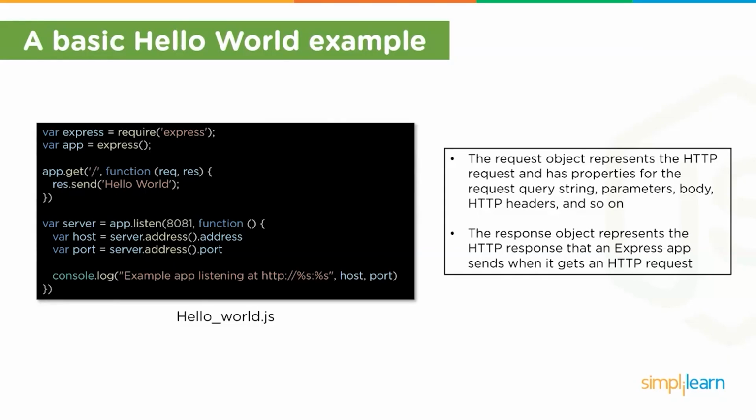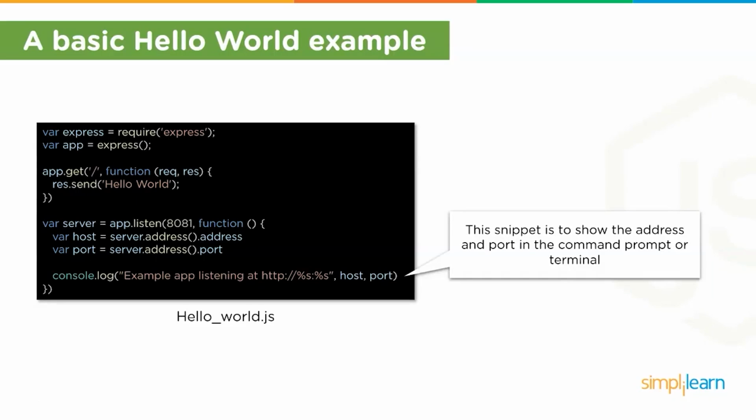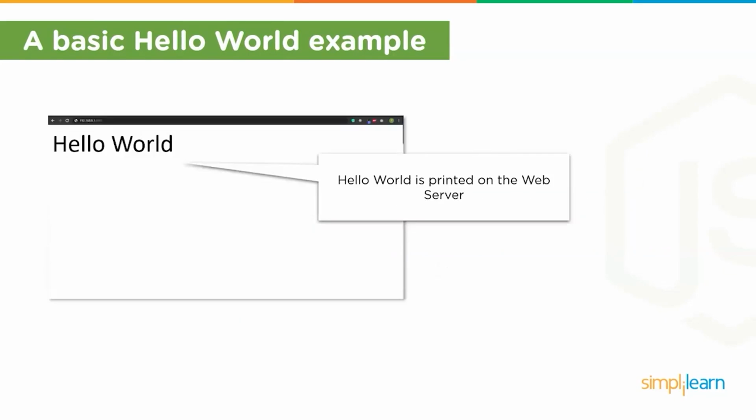The response object represents the HTTP response that an Express app sends when it gets an HTTP request. Now the application will listen to the defined port, which in this case is 8081, and variables host and port will contain the address and the port respectively. Lastly, we have the console.log, which is used to show the address and port in the command prompt. So this is what the command prompt would look like. And finally, the output is displayed on the web browser.